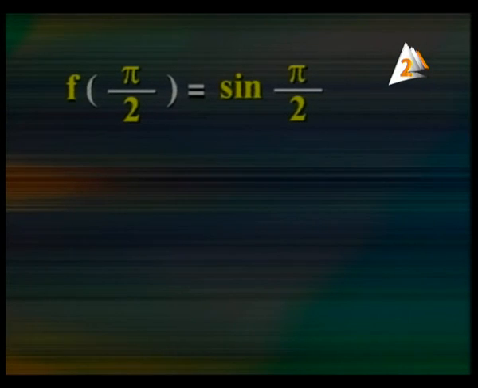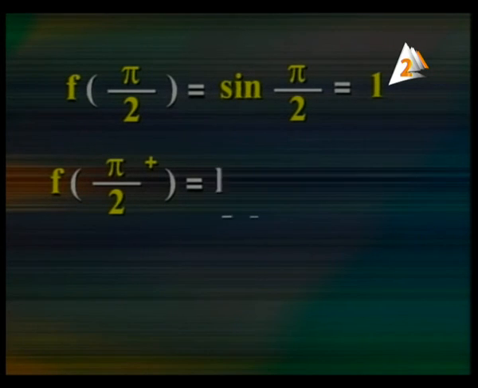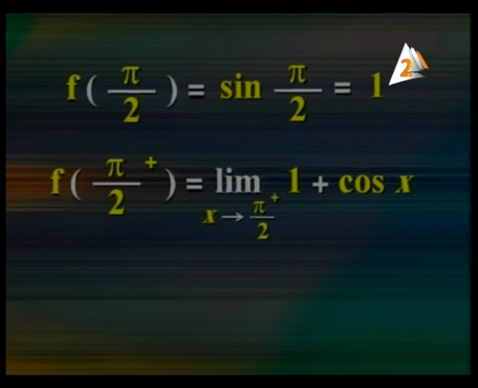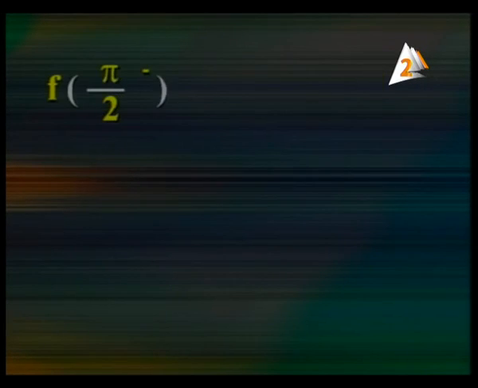f of pi over 2: we find sine of pi over 2. What does pi over 2 mean? 90 degrees. Sine 90 equals 1. Therefore, f of pi over 2 equals 1 and exists. What is the value of f of pi over 2 positive? Dear student, the limit when x tends to pi over 2 positive of 1 plus cosine x, with cosine 90 equals 0, is 1 plus 0 equals 1.